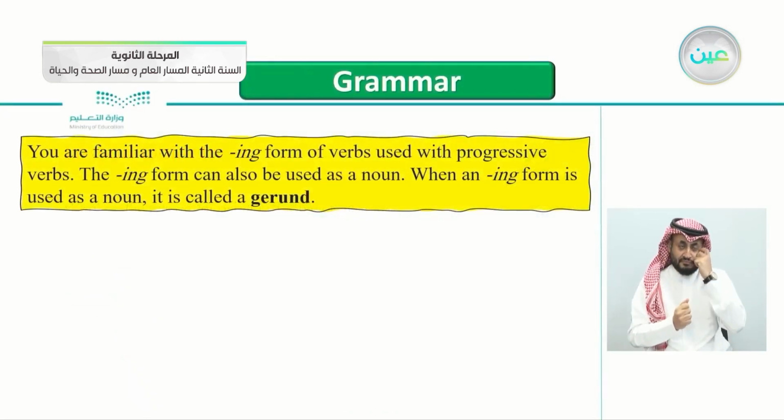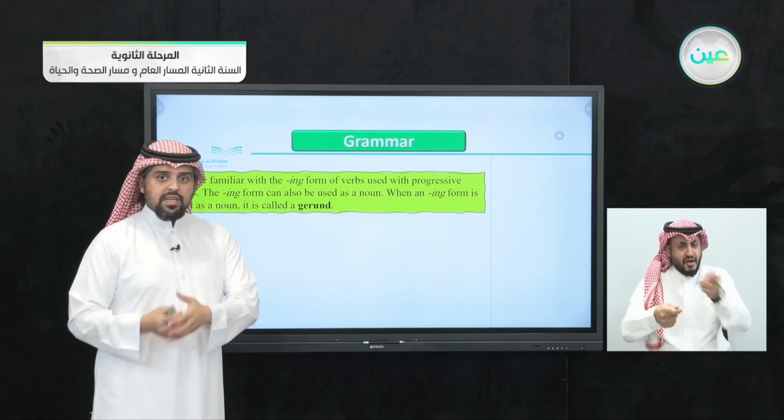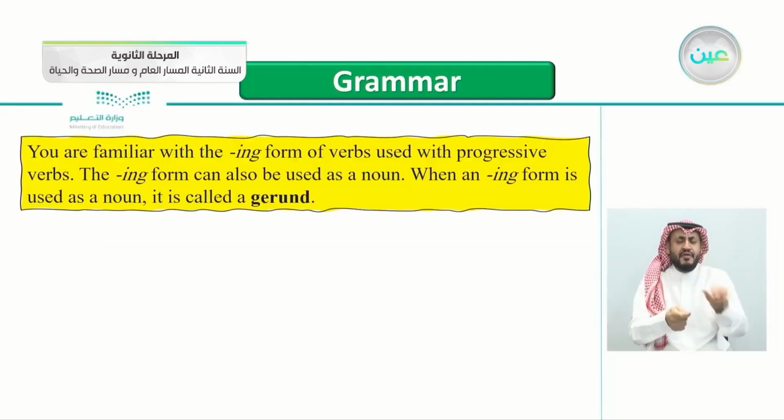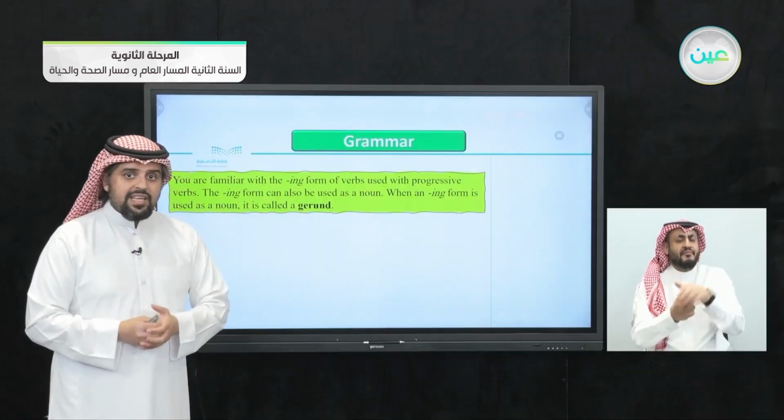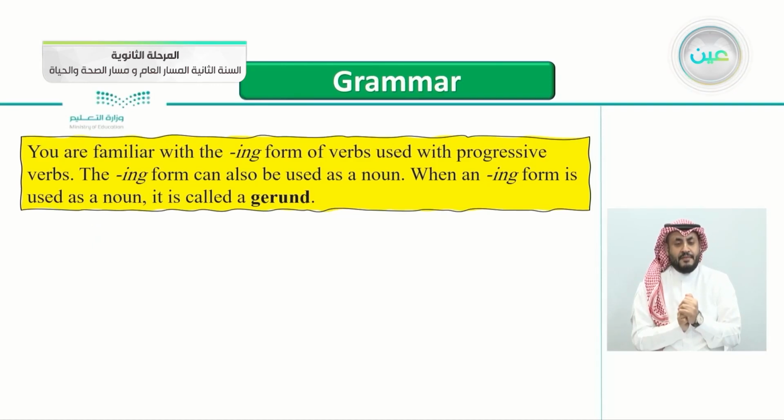So you are familiar with the ing form of verbs used with progressive. Of course, you know progressive. We use ing with the progressive: I'm going, I'm sleeping, and so on. So the ing form can also be used as a noun. When an ing form is used as a noun, it is called a gerund. So there's another form of the verb that uses the ing that acts as a noun, and we call it a gerund.